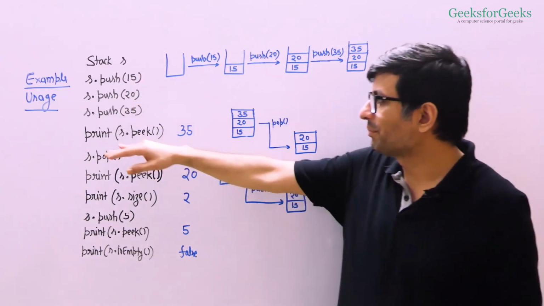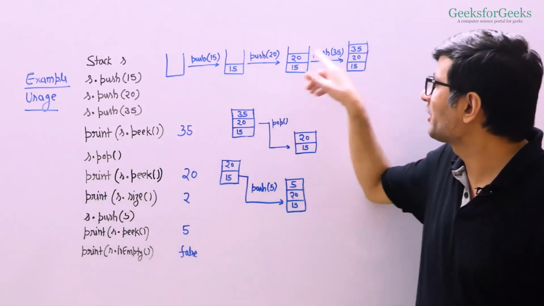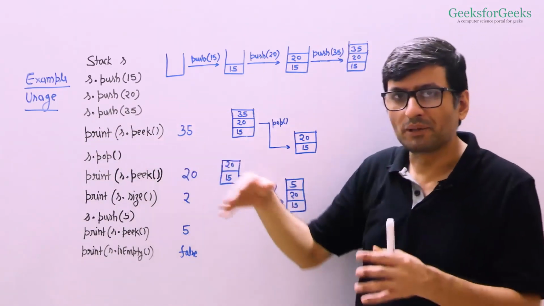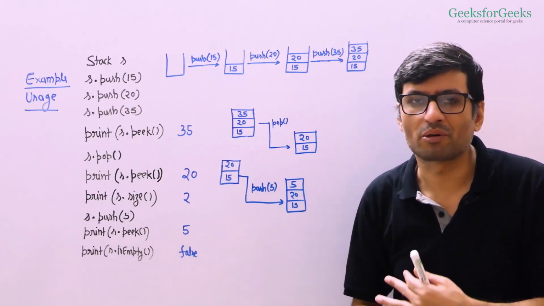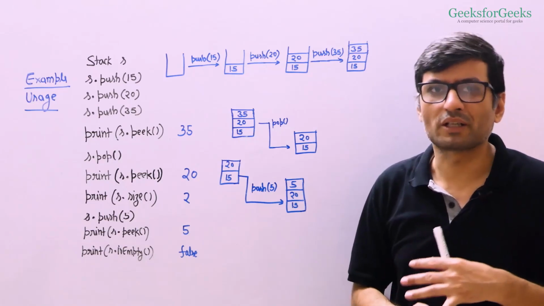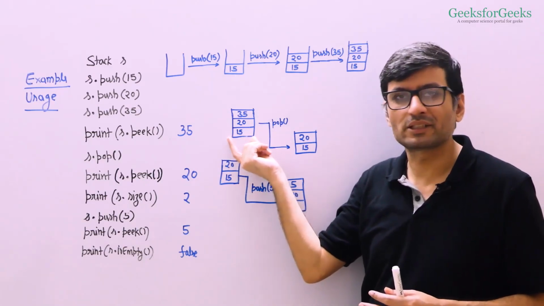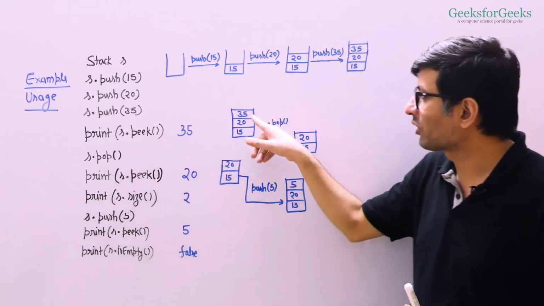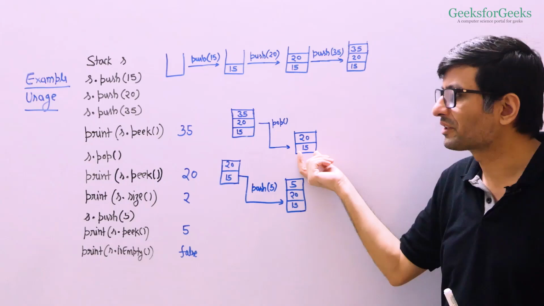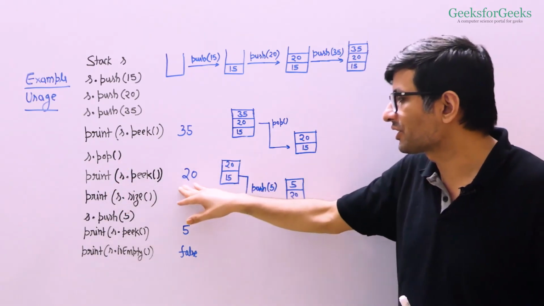Then we called peek on the stack and peek is going to give you the top item. So you are going to get 35 as output, right? And please note that functions like peek, size, IsEmpty, they do not modify the stack. Push and pop are the only functions that modify the stack. So peek does not change the stack. Stack remains as it was earlier. Now when you call pop function, the top item is removed and your stack becomes this. Now when you call peek again, you are going to get the top of the stack, which is 20.